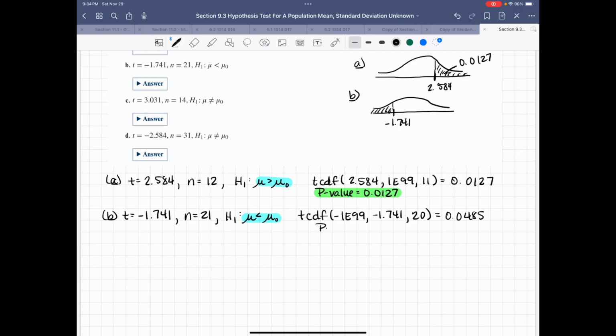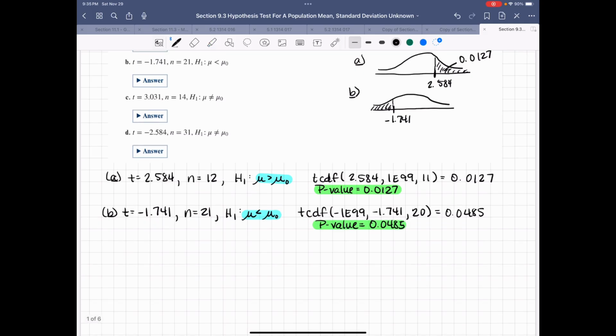So therefore my p-value equals 0.0485. Okay. So that means this chunk right here is 0.0485. All right, let's look at C.